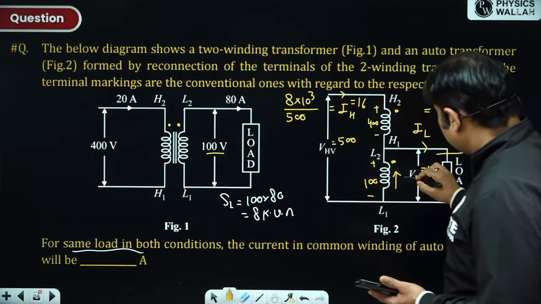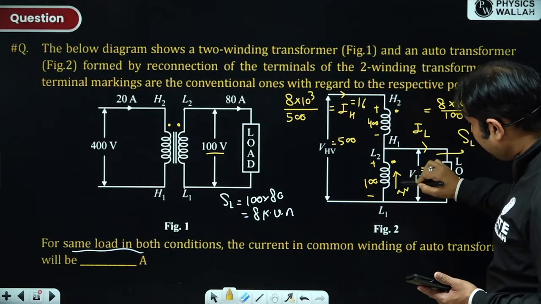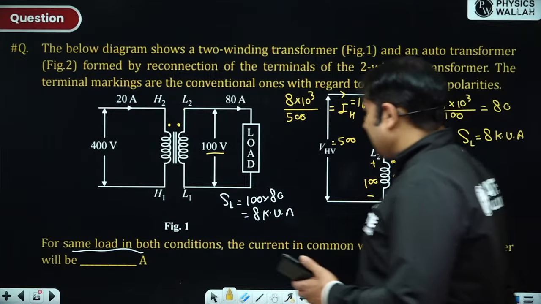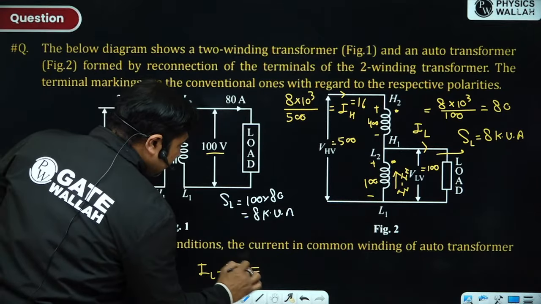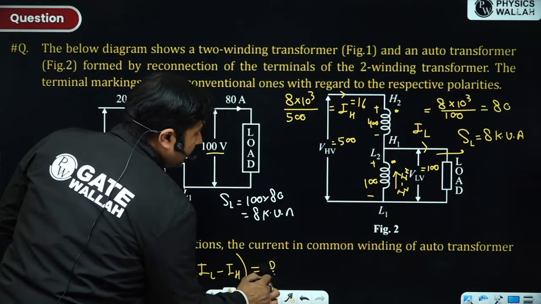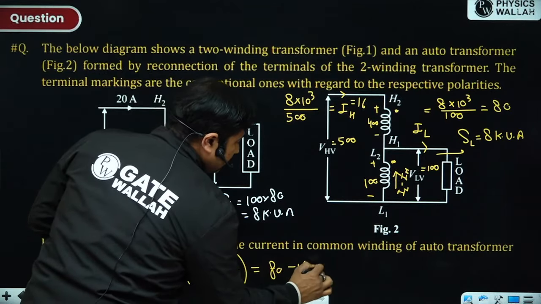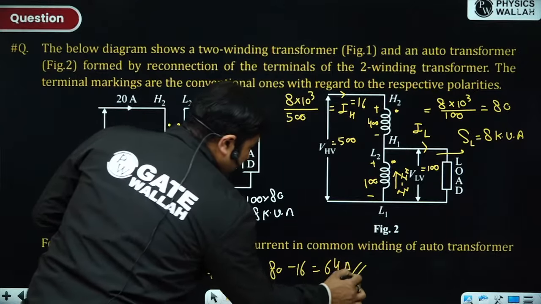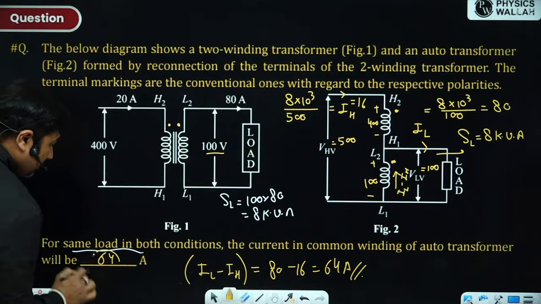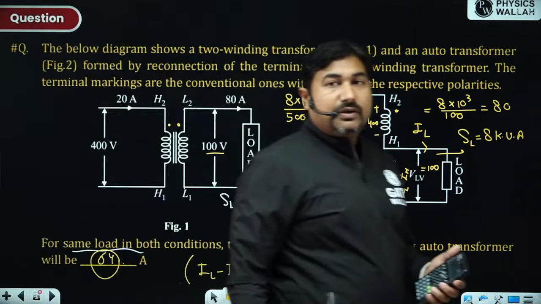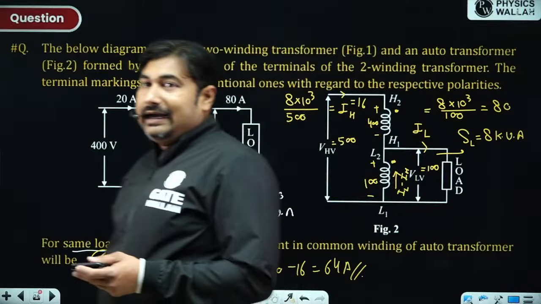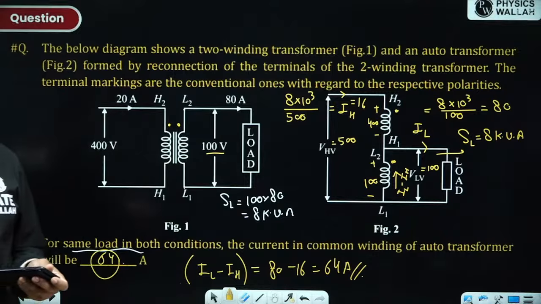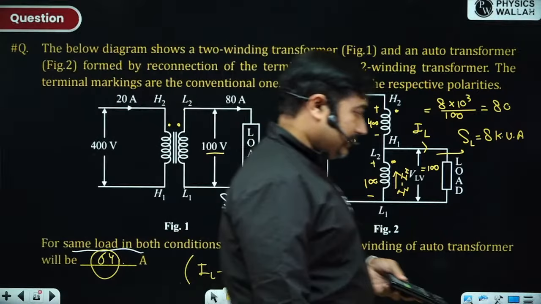So what is the current in the common winding? IL minus IH. So what is IL minus IH? 80 minus 16, 64 ampere. That's all we need to perform in this question. How many of you are able to understand? Great. Very good.